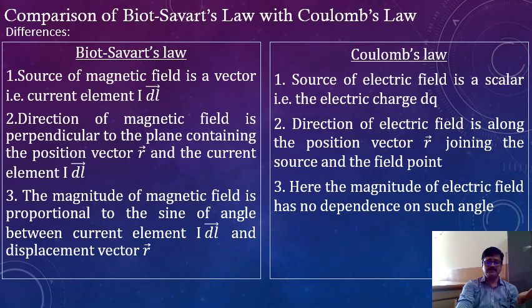There is no dependence on such a particular angle at all here, my dear friends. So hence we can say that this is one striking difference between both the laws that we can understand. Okay, so these are some of the similarities and differences between the Biot-Savart law and Coulomb's law. I hope it is clear.